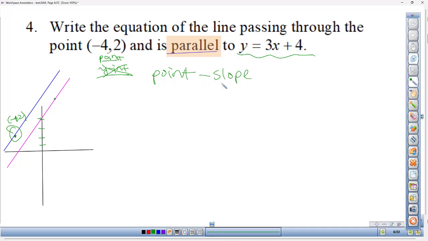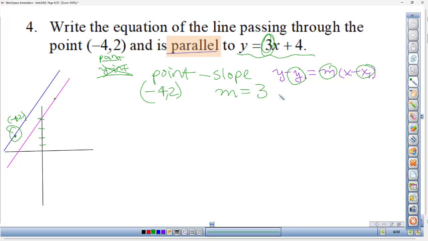And you'll need to do this on the test, right? So what's my point? It's negative 4, 2. And what's my slope? Well, to make it match this one, it's got to be 3. And what's the little formula I'm going to use for point-slope? y minus y1 is equal to m times x minus x1. And all I really have to do is fill in my y1, my x1, and my slope. And do you see I have 3 numbers? Last thing I'll remind us is these minus signs kind of matter.